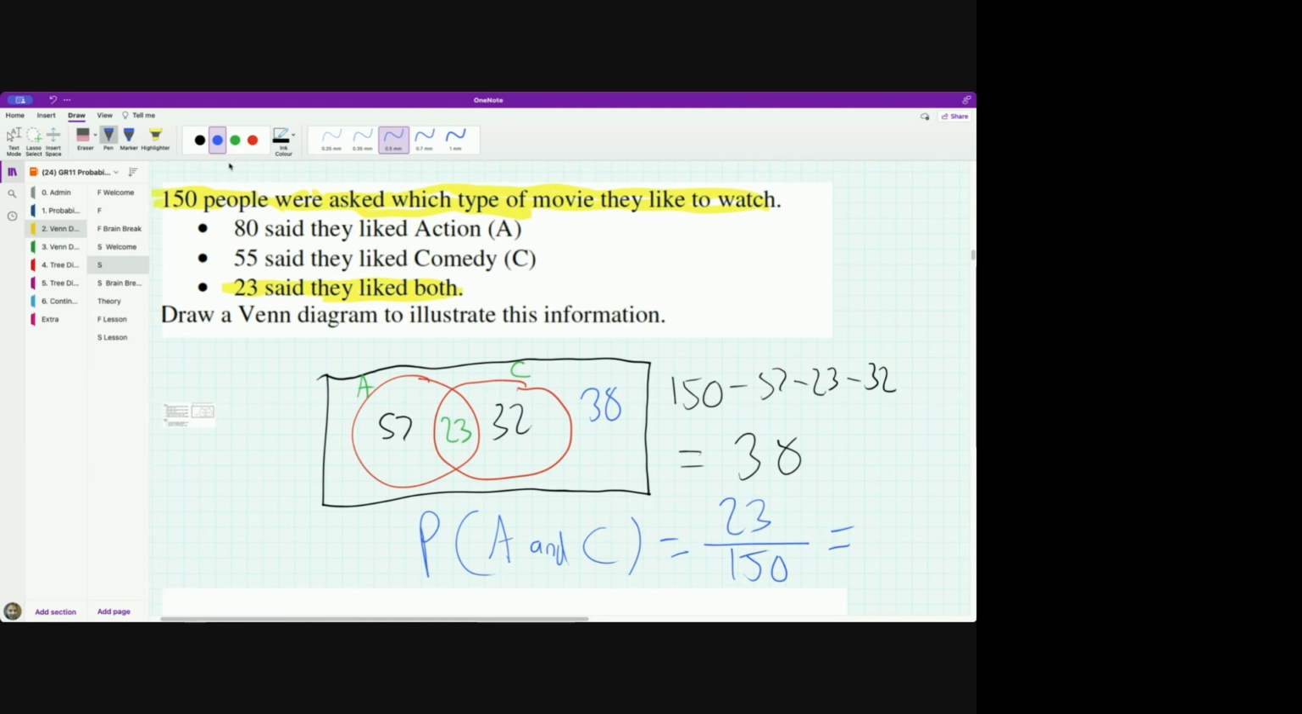Okay, one more. What is the probability that someone doesn't like action movies at all? Note the dash means not in A. So what's the probability that someone doesn't like action movies at all? What's that going to be?